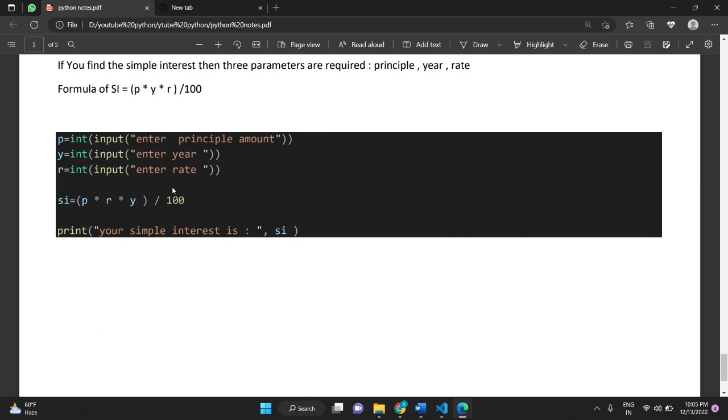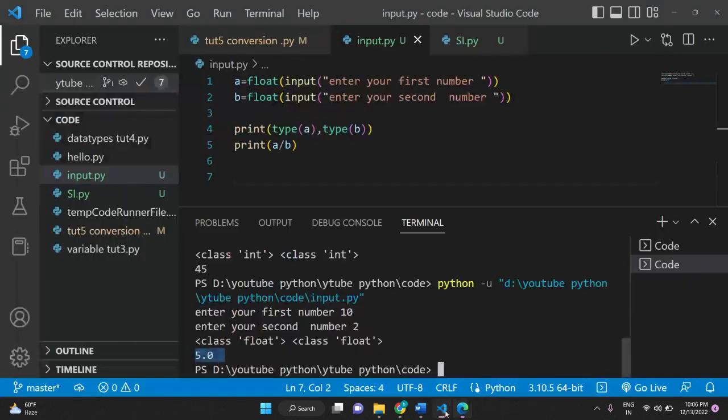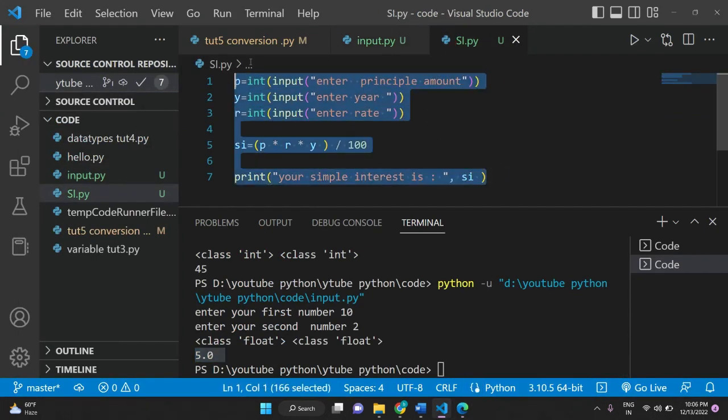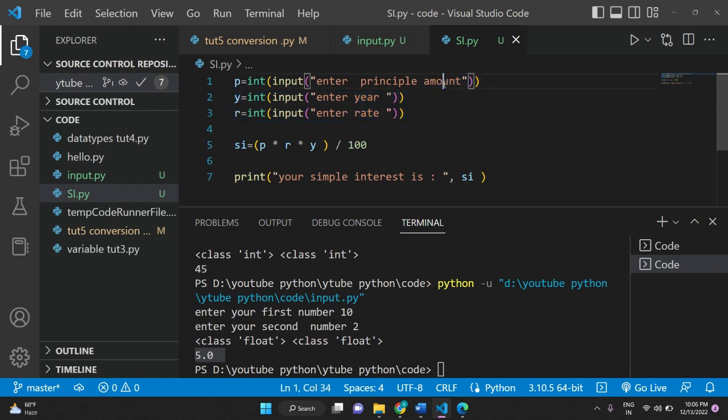If you don't understand, you can see the previous lecture, where we already discussed in depth why and how to use the input function. Now let's go to VS Code and write the program. This is my program. First it takes the principal, second the year, and third the rate. Here I use the simple interest formula, and then print it.